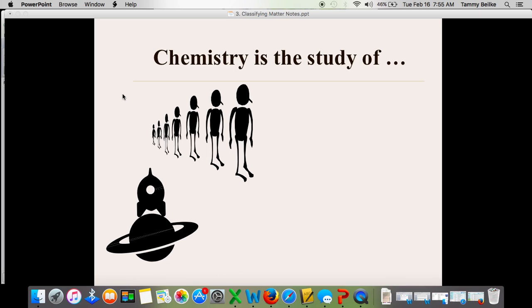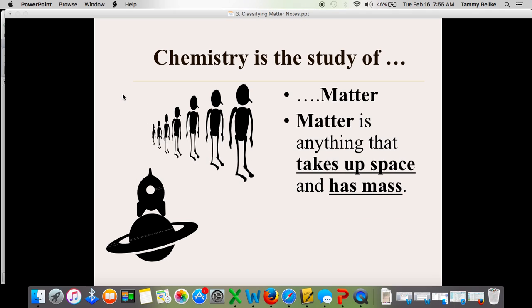Chemistry is a study of what? Well, it's a study of matter. And matter is anything that takes up space and has mass. So right now, maybe stop the movie and start listing out what are some types of matter that you know of.